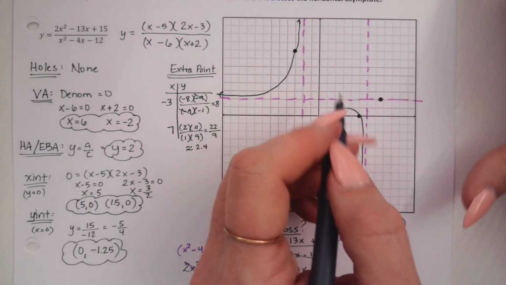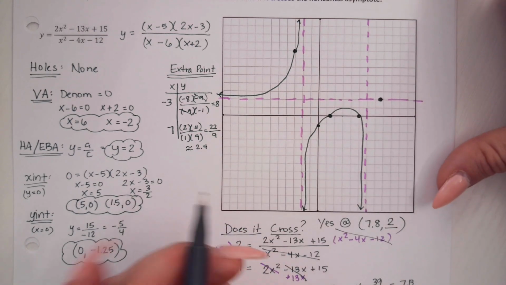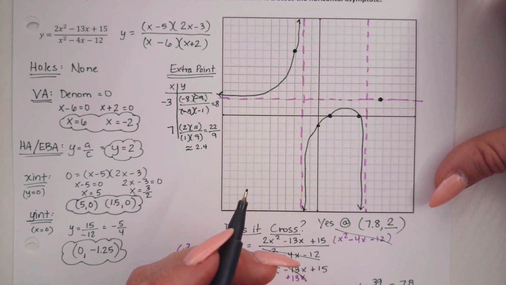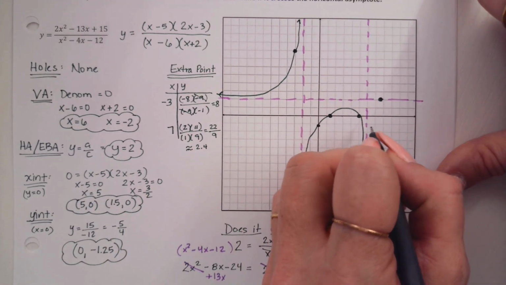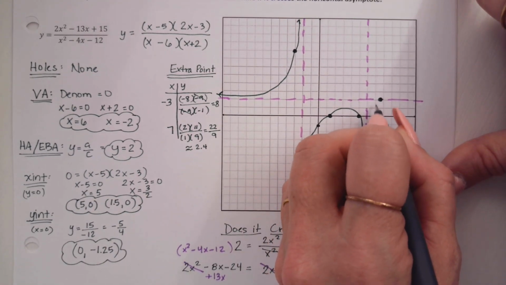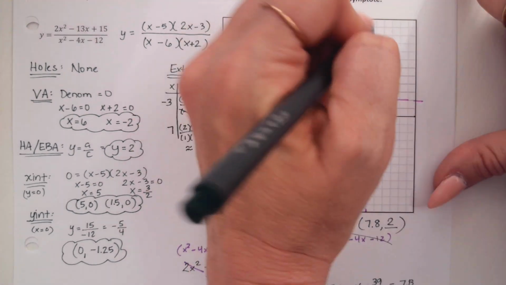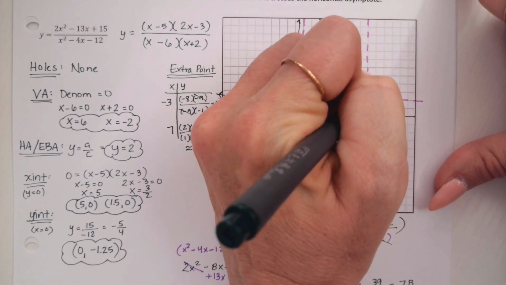So that tells me, does it come from the top and cross or does it come from the bottom and cross? It comes from the top. Alright, so when we're at 7, we're at 2.4. So it's going to come from the top. It's going to cross the horizontal asymptote.